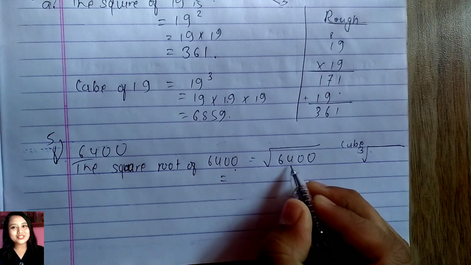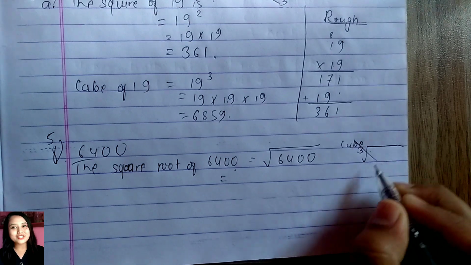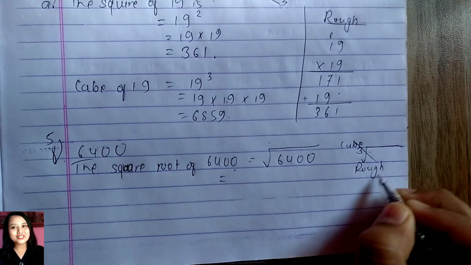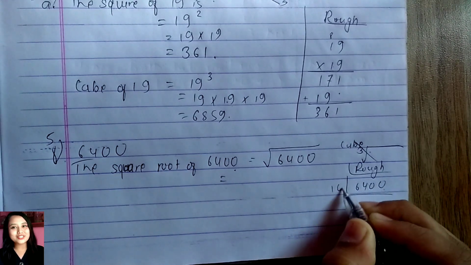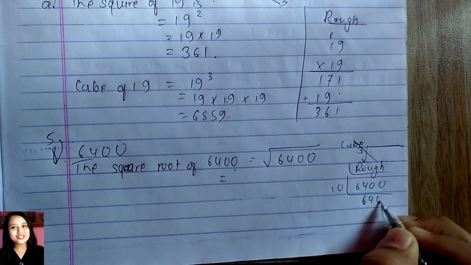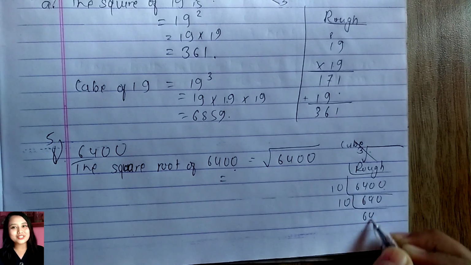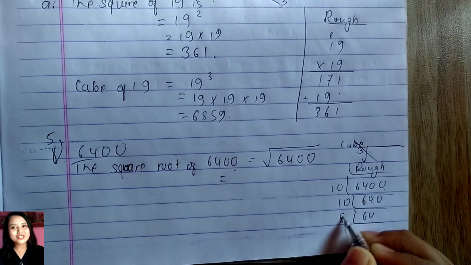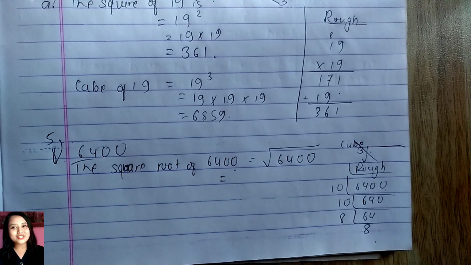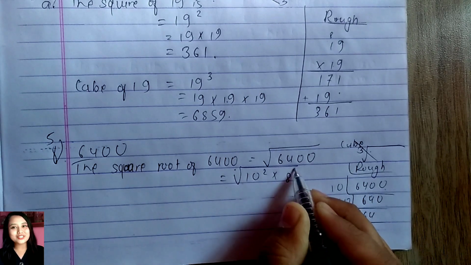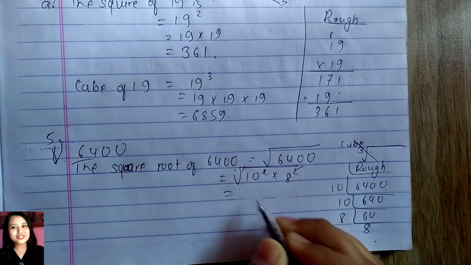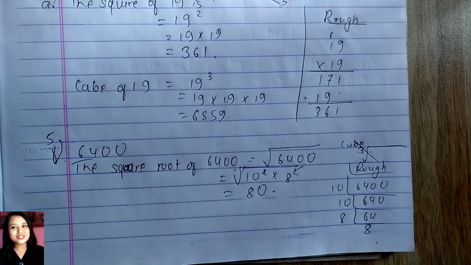And now 6400, now we can just do it in rough. So 6400, as I said, if there are 00 at last, then you can directly divide by 10. So 640, then again 10, then 64 will be remaining, and 8 8's are 64, right? So we can directly do it now. 10 square into 8 square, this square and square will be cancelled out, and 80 is the remaining answer. So the square root of 6400 is 80.